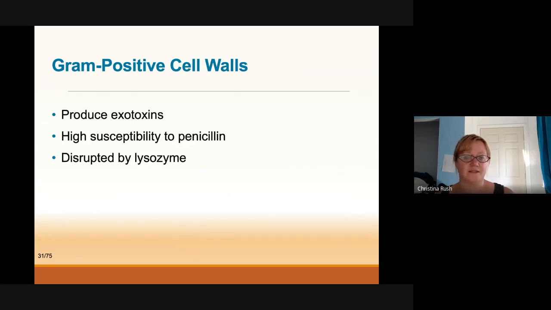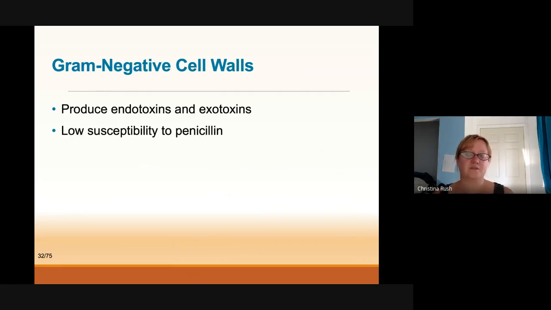Gram-positive cell walls have a high susceptibility to penicillin or other antibiotics that are similar to penicillin because they target peptidoglycan cell walls to lyse the cells. These cell walls are also disrupted by lysozyme. And lysozyme is an enzyme that we all produce. It's found in tears. It's found in mucous membranes. Sweat has some lysozyme in it. So your hands are actually killing bacteria as you touch things, which is kind of neat.